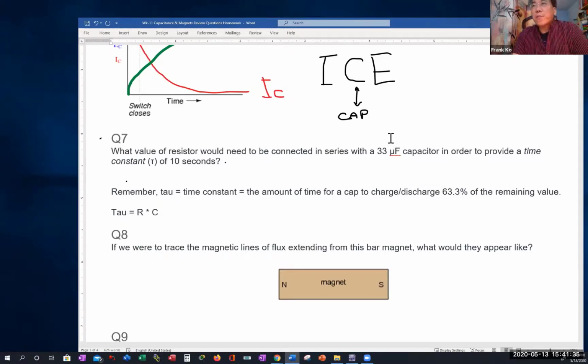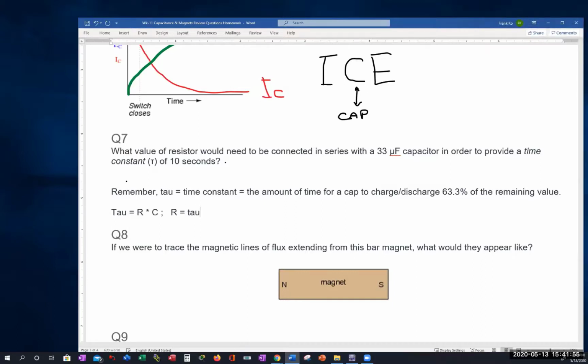What are we looking for? We happen to have the C value. We happen to have the time. We're looking for the value of the resistor, yeah? So how do I switch this around in order to get R? R is going to be equal to tau divided by C. All right, so we're just going to do some basic transposition here.